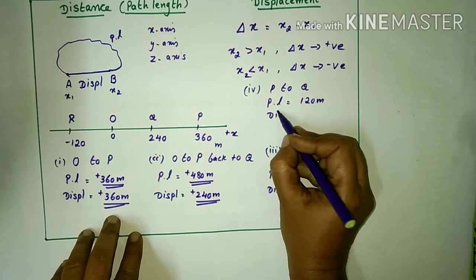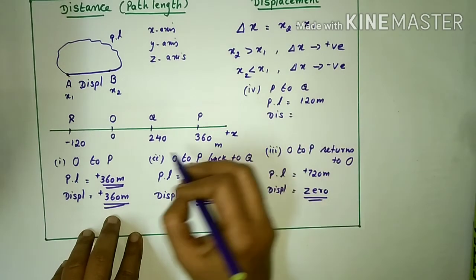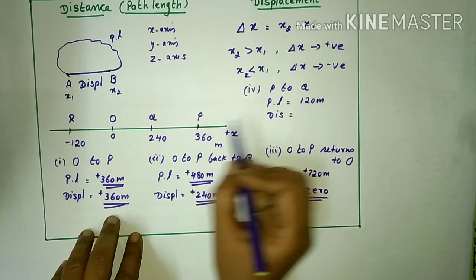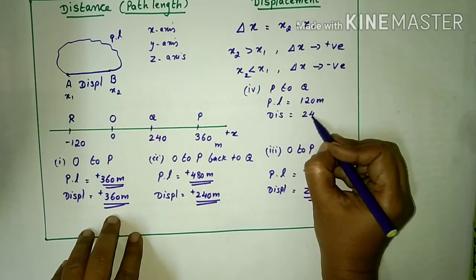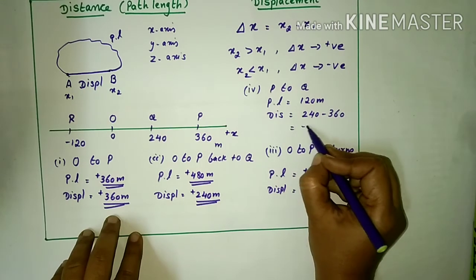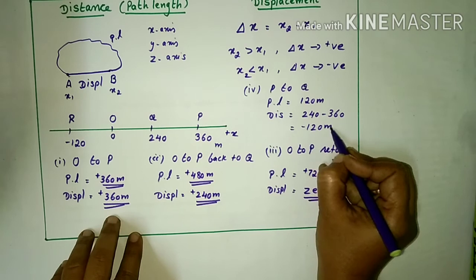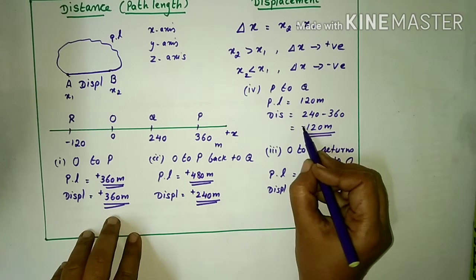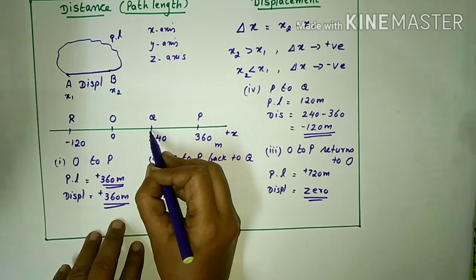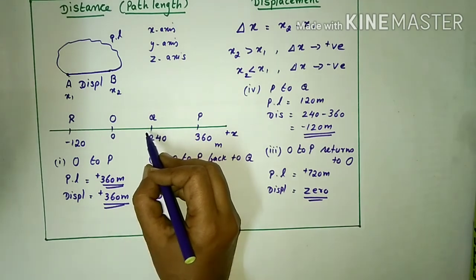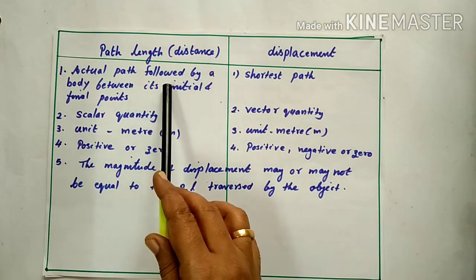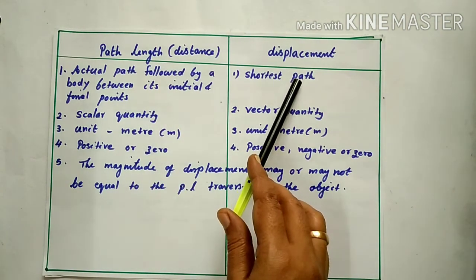Then what is the displacement here? Displacement is equal to final position minus initial position. So that is 240 minus 360, that is equal to minus 120 meter. So this minus sign represents that the car moves in the backward direction. Okay, so we can see the difference between the path length and the displacement.